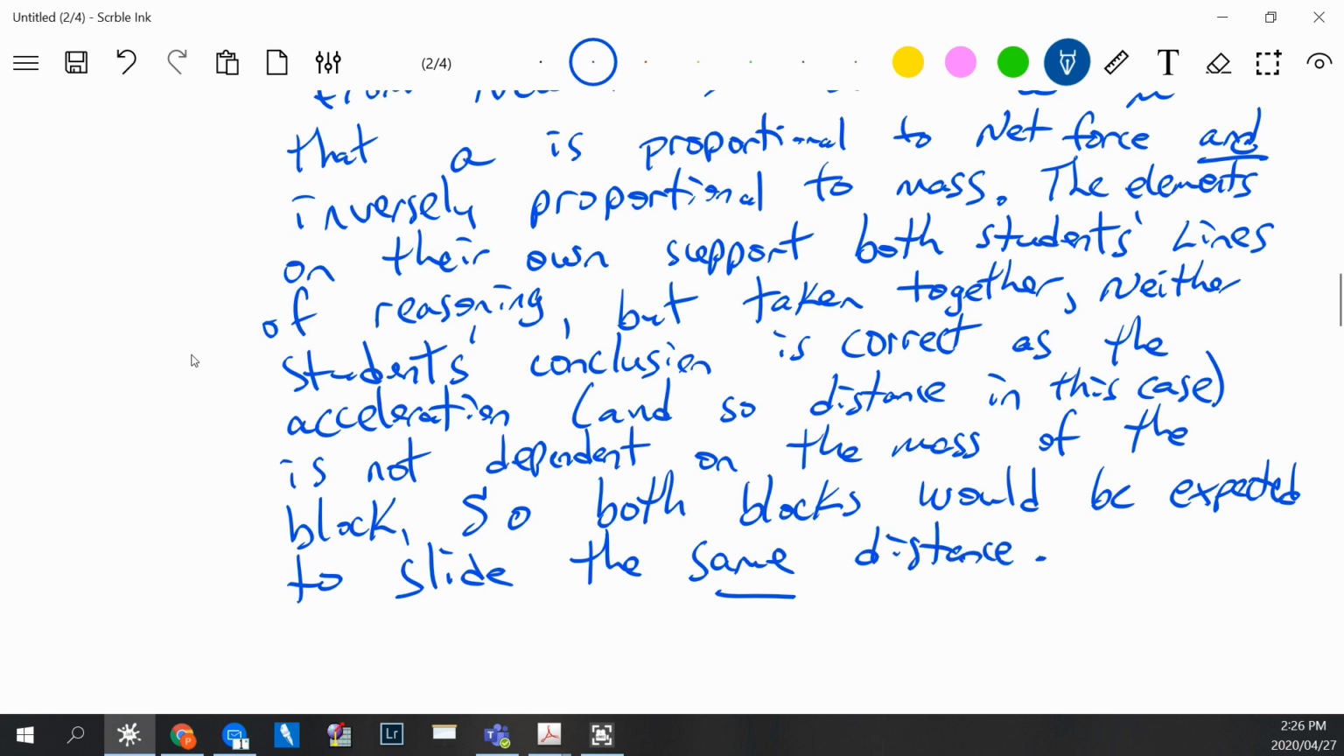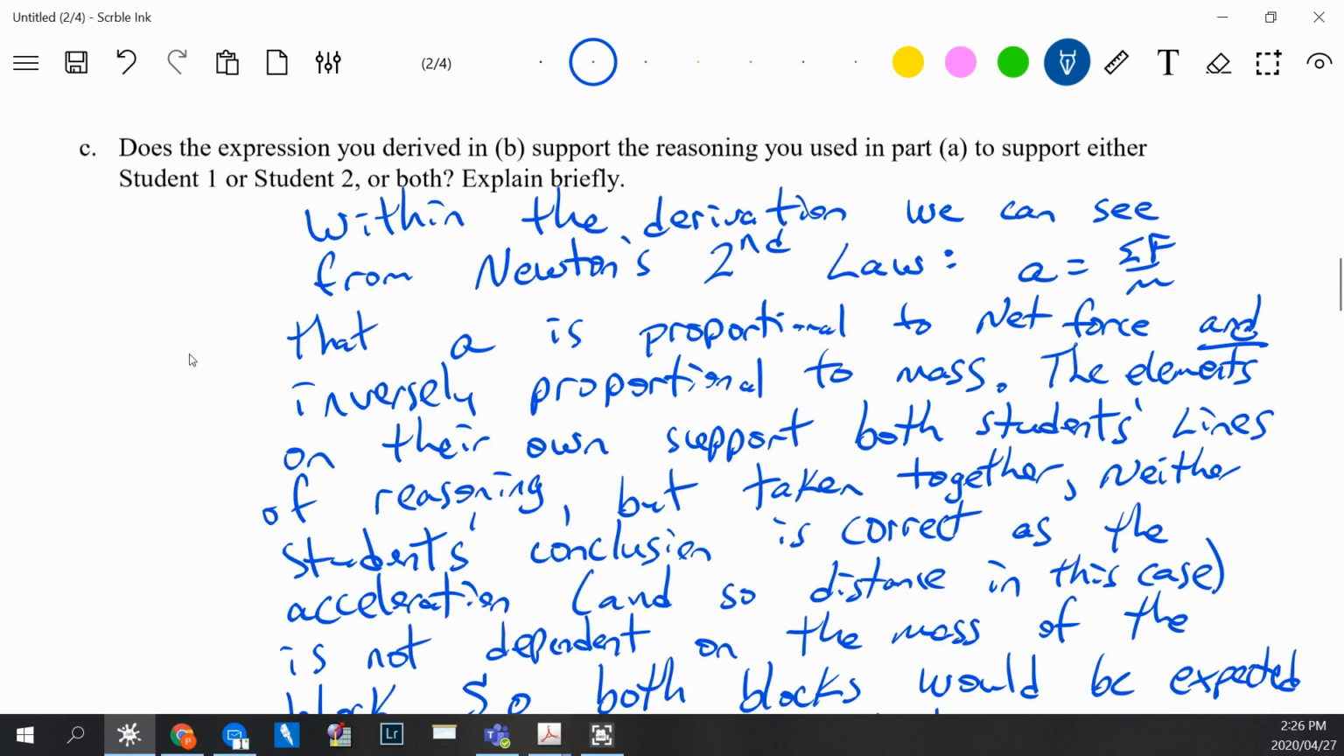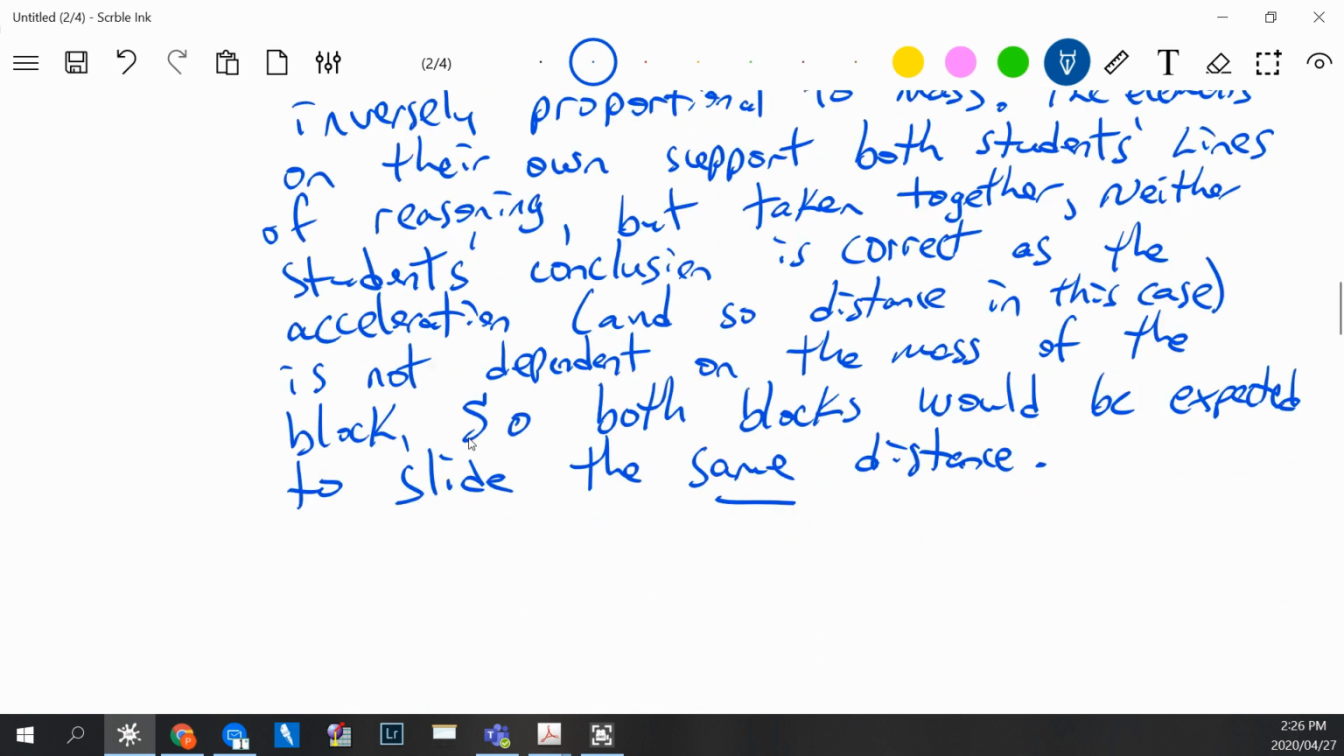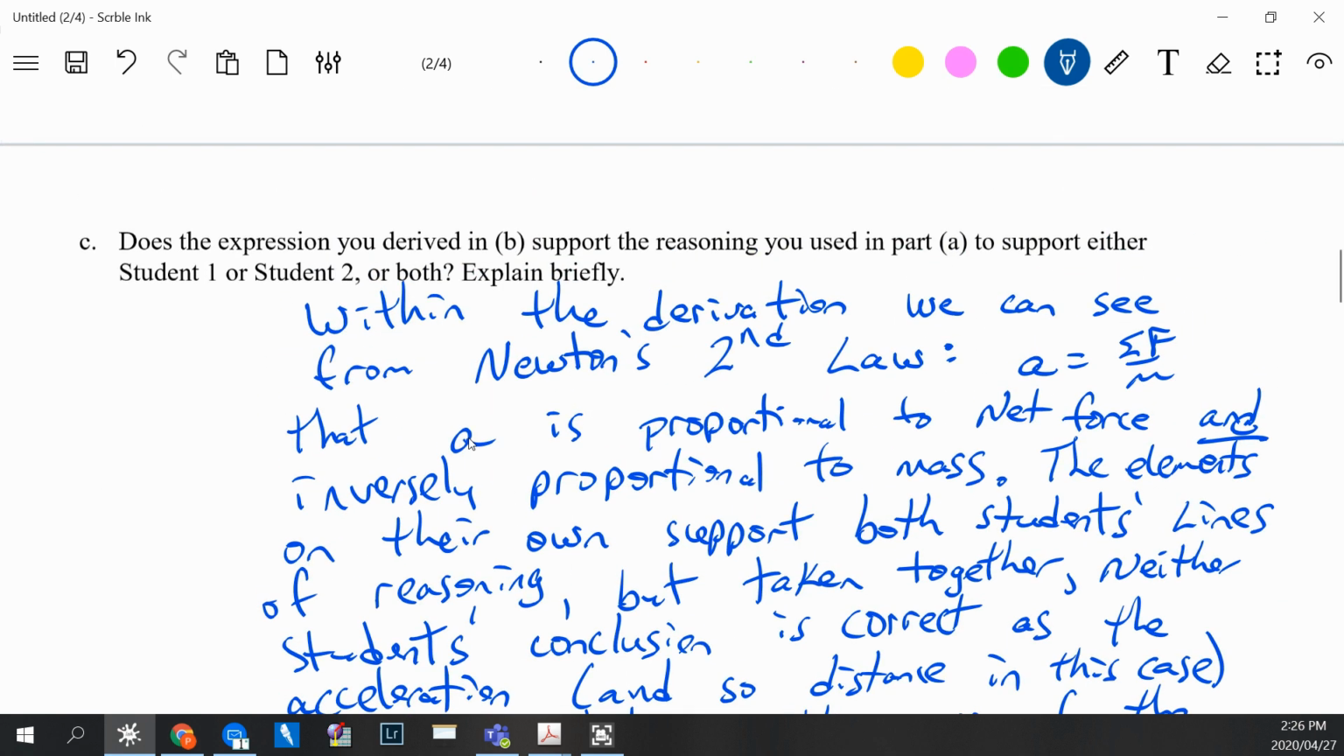All right, so did I answer the question? Does the expression you derived in B support the reasoning? In a way it does, but it's only in a very, very partial way. In the end, both students are wrong. So I think I have said everything I want to say there for part C.